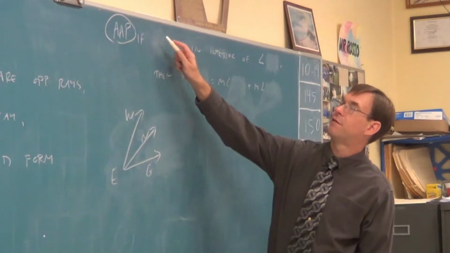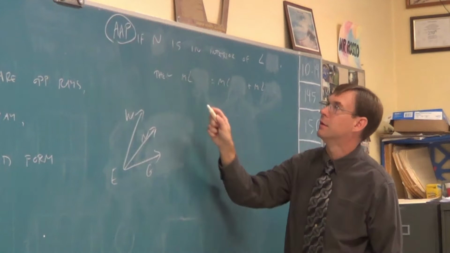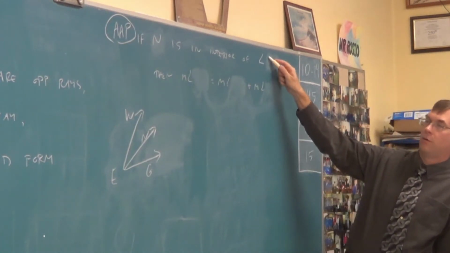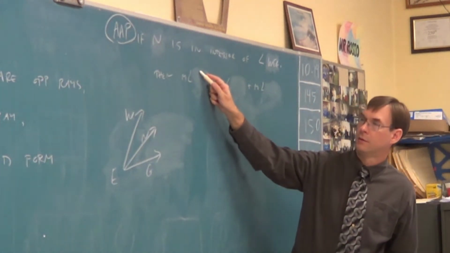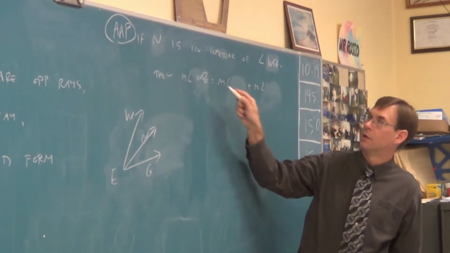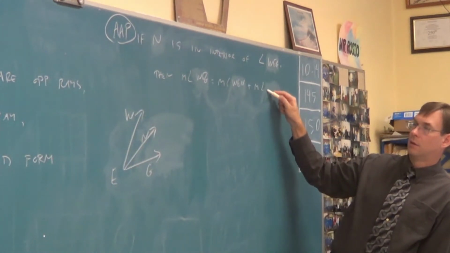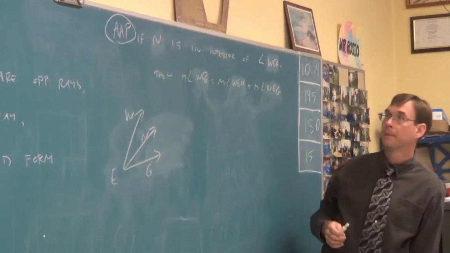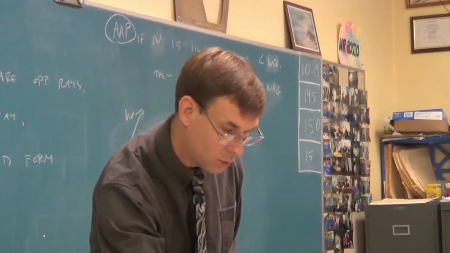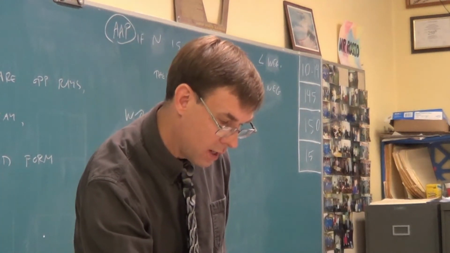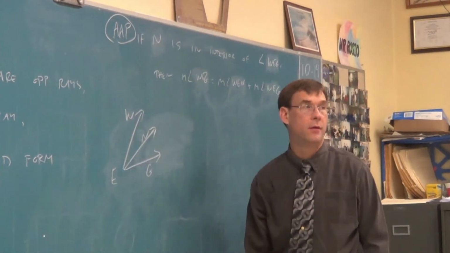So we'd say if N is in the interior of angle WEG, then angle WEG equals angle WEN plus angle NEG. Agreed. I could practice that some more if you want, but that's what we're trying to do tomorrow. Monday is actually tomorrow. Just do something like that. Question about that one?